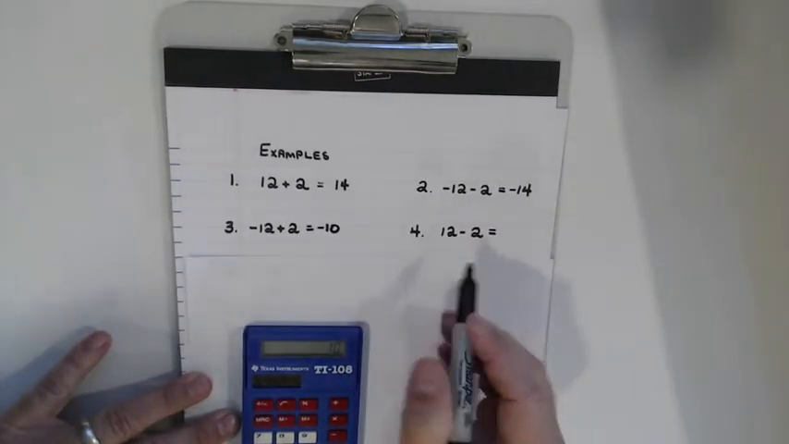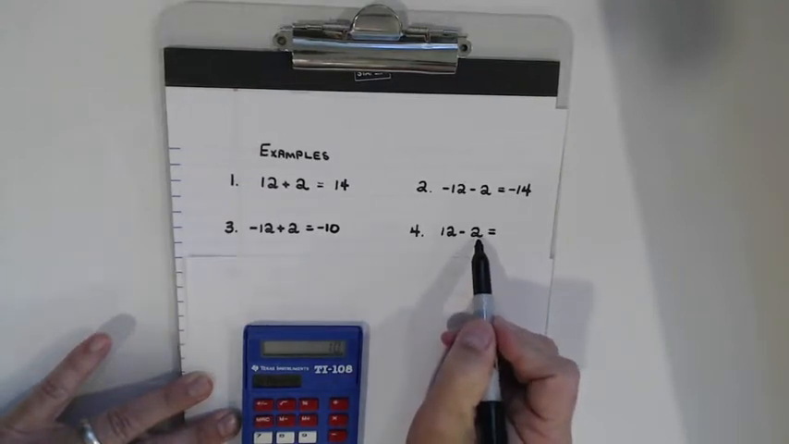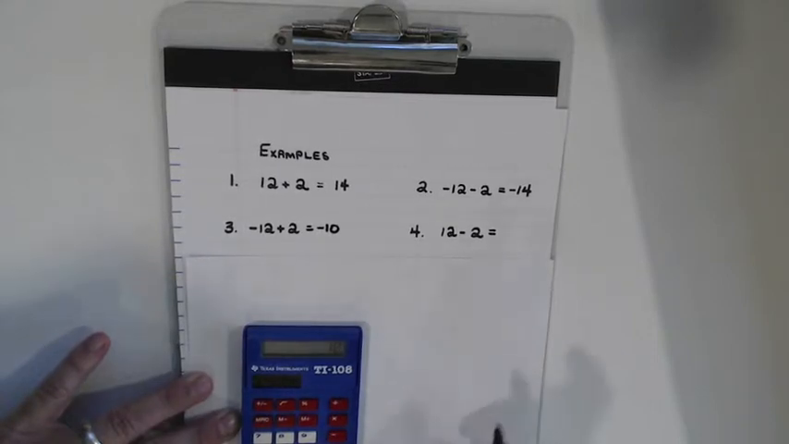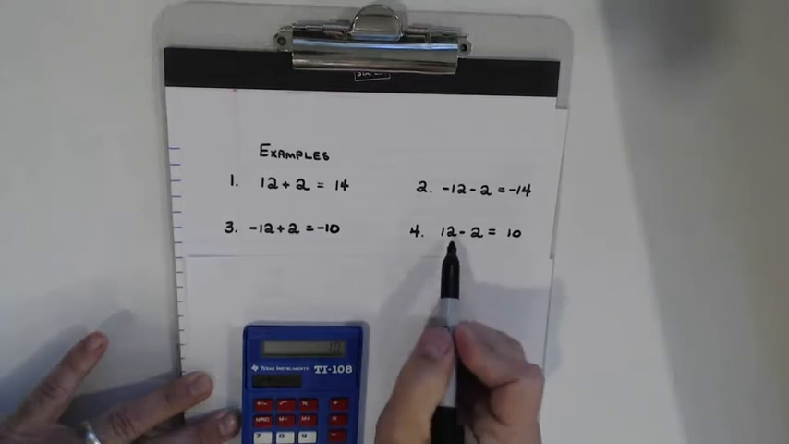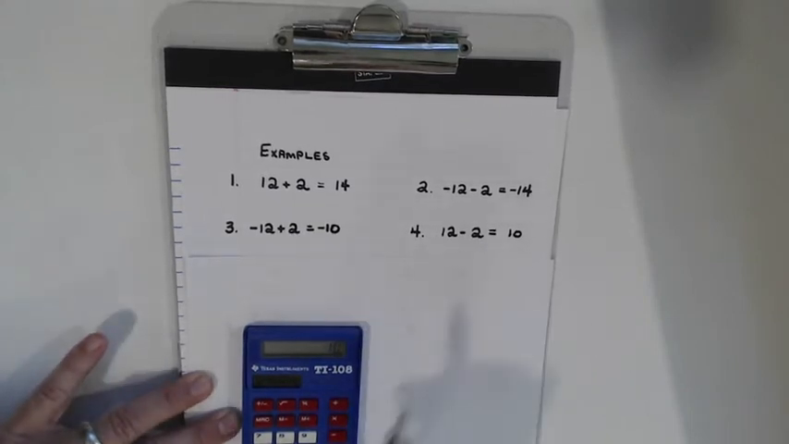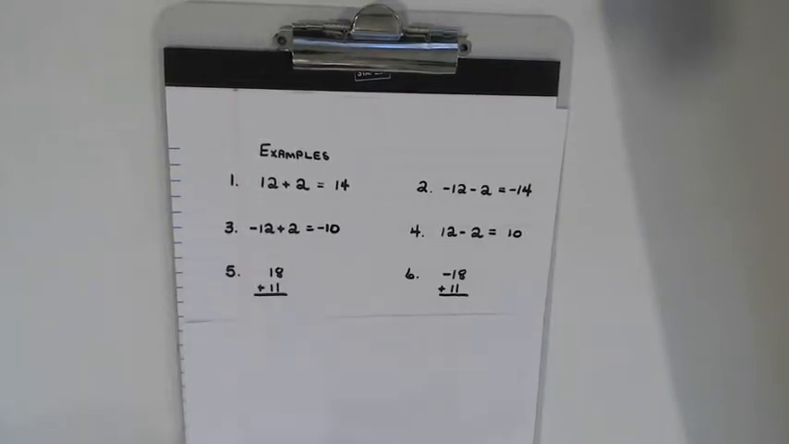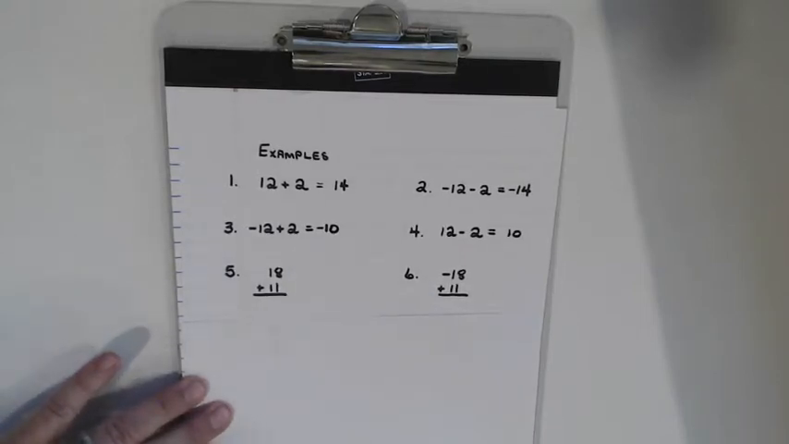This one over here, what kind of 12 is that? Positive. What kind of 2 is that? Negative. If the signs are different, you subtract and take the sign of the larger number. 12 minus 2 is 10. Is it going to be a positive 10 or a negative 10? I take the sign of the larger number. The larger number is 12. It's a positive 10. It doesn't matter if the numbers are written horizontally or vertically. The rules are still going to be the same.